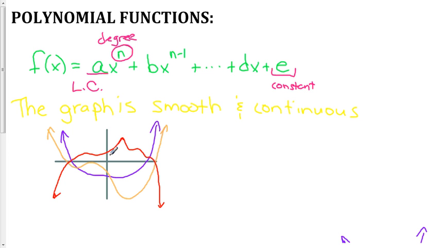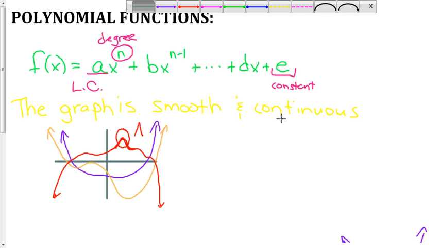There are three examples of what a polynomial function would look like, provided that this right here, if we blow this little section up, it doesn't come to a point like this. If it comes to a point like that, it's not a polynomial function. If it's a flowing, smooth, continuous thing, then it is.